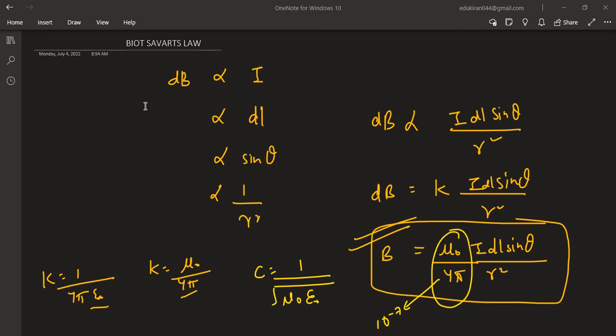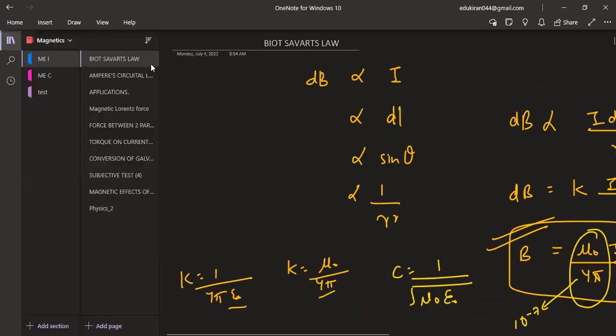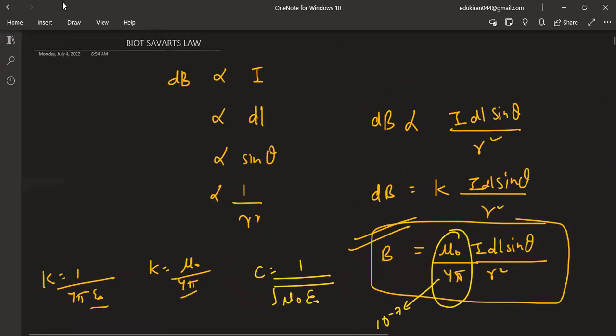For today, we'll do the Biot-Savart's law and other portions: Biot-Savart's law, Ampere's circuital law, applications of it, and then applications include your toroid and solenoid. This part we'll cover today. From magnetic Lorentz force, because as I was saying, magnetic Lorentz force questions come to you based upon your arc formula and all these also, that we'll see tomorrow.